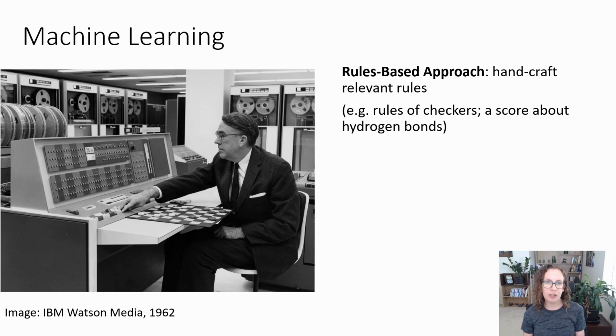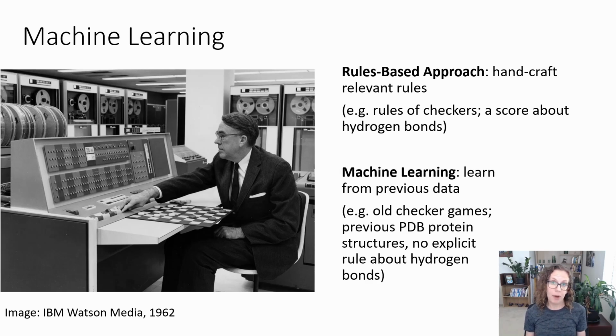And this image is a picture of Arthur Samuel, an IBM researcher who came up with the term and the concept of machine learning in the 1950s. And he taught a computer to play checkers without ever telling it the rules. So he didn't tell it, you move diagonal and you jump over pieces. Instead, what he did is he read a lot of previous checker games into the computer. Similarly, what AlphaFold and other machine learning approaches do with protein structure prediction is that they give the computer program a large number of previous PDB protein structures, but they don't give it any explicit rules about things like hydrogen bonds.